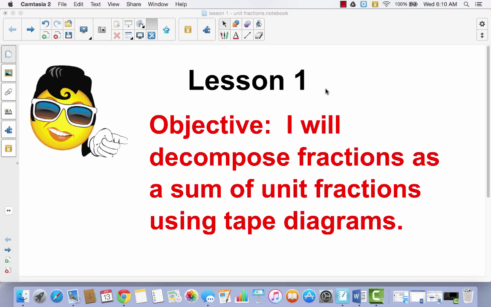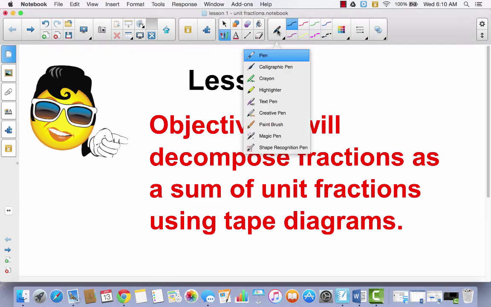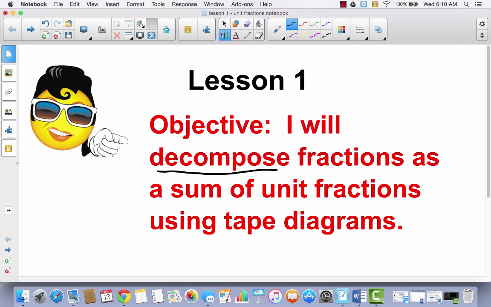Lesson 1, I will decompose fractions as a sum of unit fractions using tape diagrams. So we have some vocabulary words that we've already used before. I want you to take a look at the word decompose. We've decomposed when we were subtracting. We've also decomposed whenever we were dividing. So decompose means to take something and to break it down into smaller parts. We're going to be doing that with some fractions.